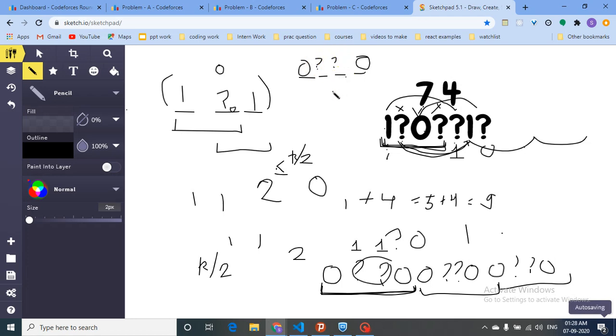What should I fill? I should fill 1 here. So how can I tell? I will tell that the count of 0 is equal to 2, the count of 1 is equal to 0, if both of them are less than k by 2, because I should fill the total number of characters in this k by 2 now. So what will I do?